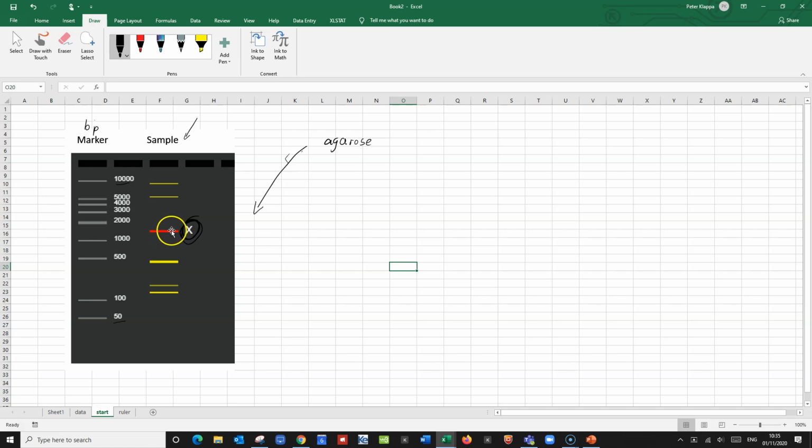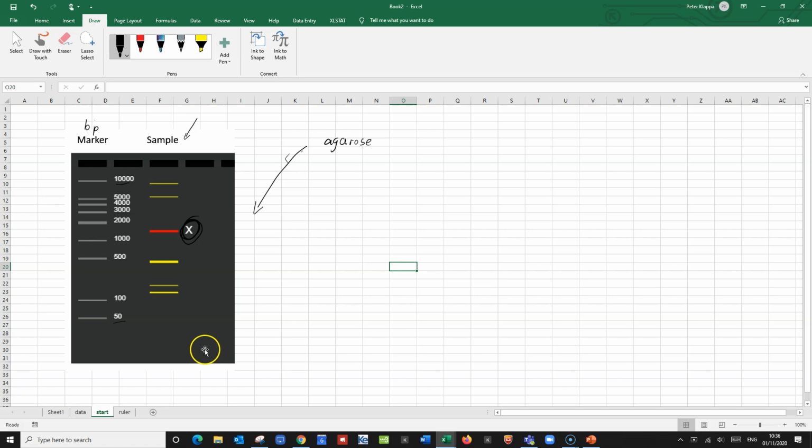And before we get started, we can already see that the size of this fragment is definitely somewhere between 1,000 base pairs and 2,000 base pairs, maybe somewhere in the middle, so around perhaps 1,300 to 1,500 base pairs or something like that. But we want to do it a little bit more precise, and therefore we need to do a proper analysis so that we can exactly say how big this DNA fragment is. So how are we going to do that?